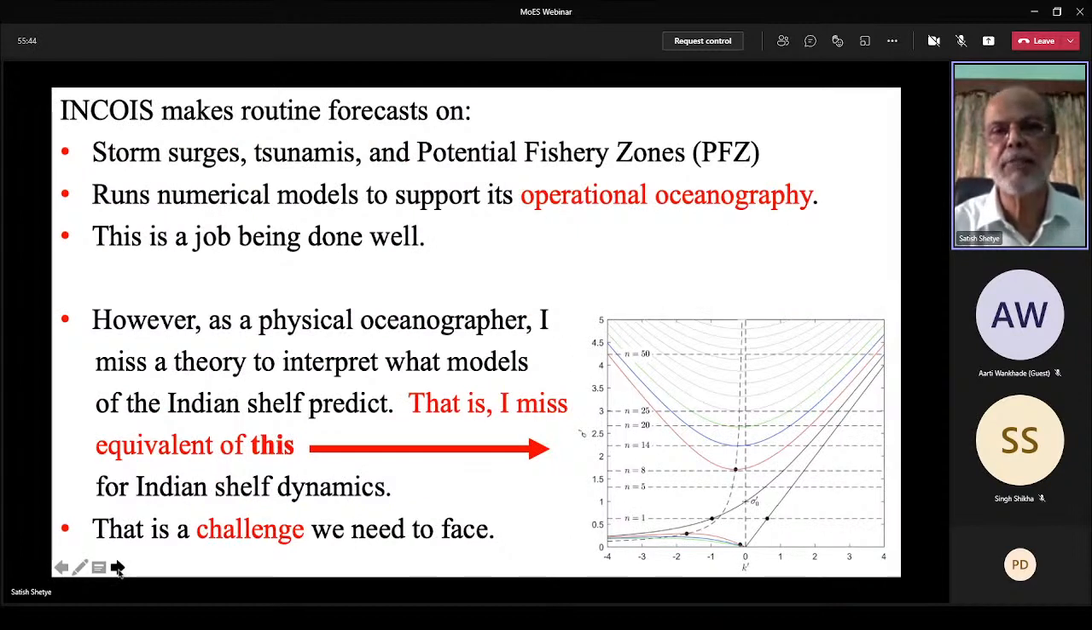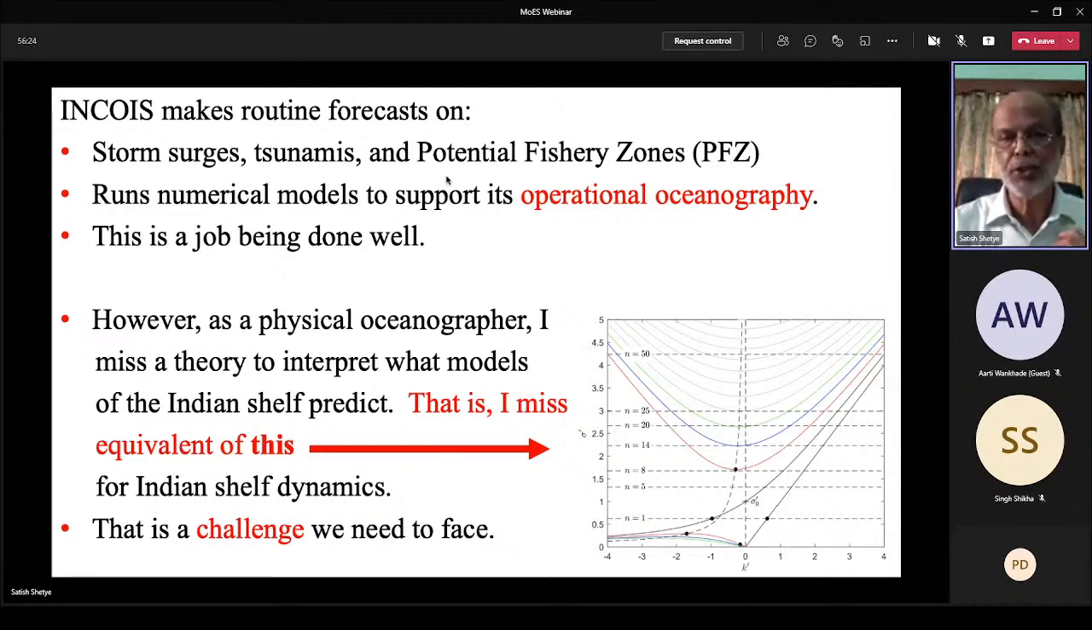INCOIS makes all this information available, in addition to events like storm surges, tsunamis, and daily predictions of potential fishery zones sought after by the fishing community. They run numerical models to support this operational activity, and this job is being done to the satisfaction of their clients, job being done well. They run very sophisticated numerical models.